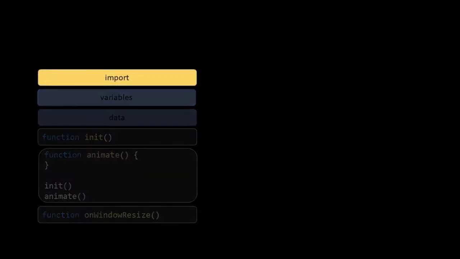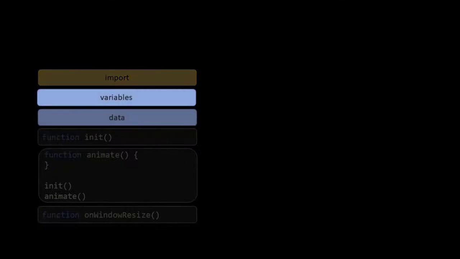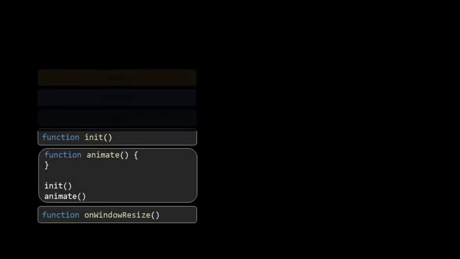First, we import things like the three.js library and our modules, the GLTF loader and the orbit controller. Then we will declare our variables that are scoped to the script but need to be accessible for different functions. Then there are some variables that hold important data, for example the color of our different lights. Now it's time for our functions.